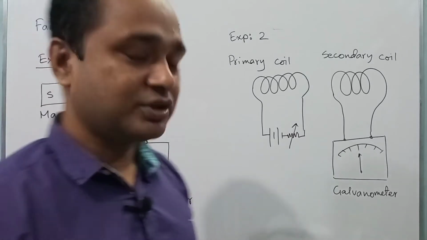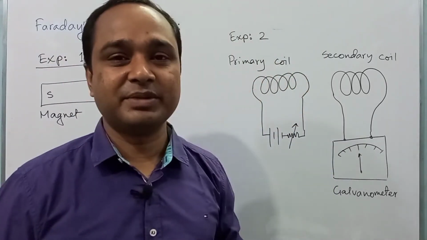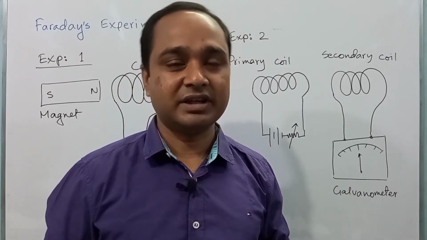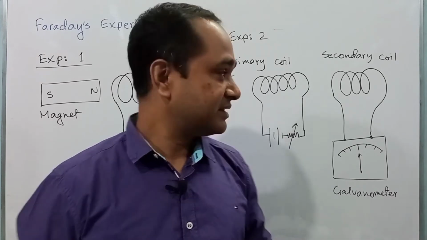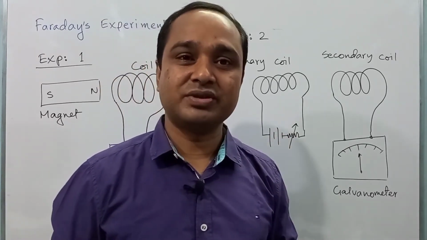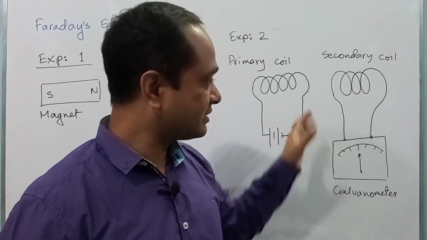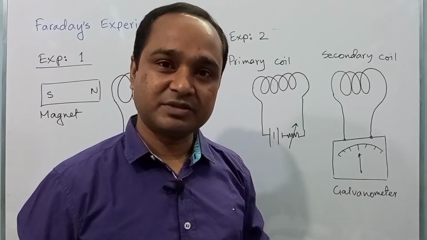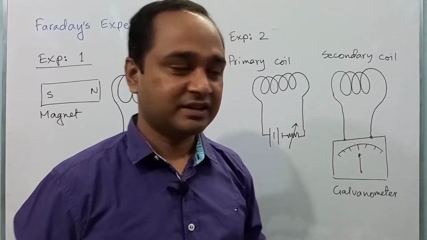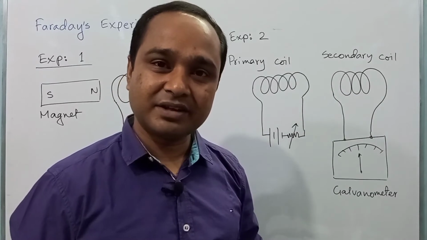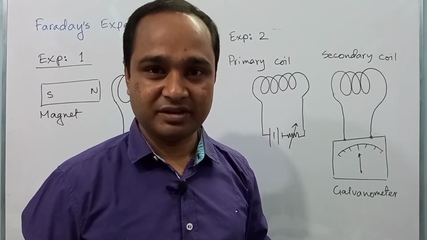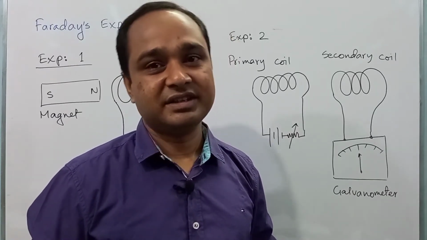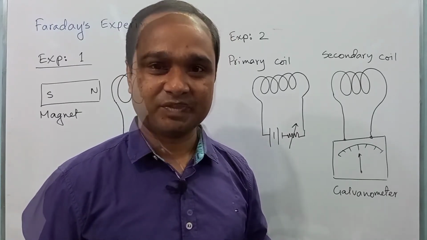So from these two experiments we can realize that a variable magnetic field can create an electric current or electromotive force, or if there is a relative motion between a magnetic field and a closed coil, an electromotive force or electric current is produced in the coil, right? The current which is produced in the secondary coil is called induced current, and the electromotive force produced in the secondary coil is called induced EMF or electromotive force, right?